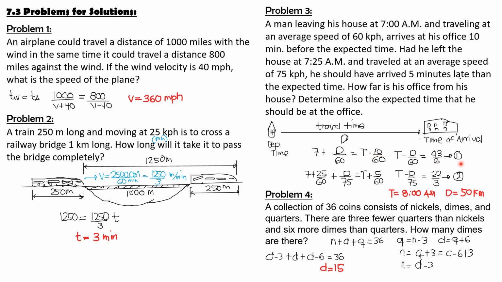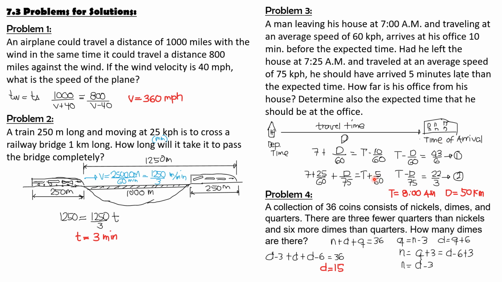Call that equation 1. Then in the second situation, had he left the house at 7:25, departure time 7 plus 25 over 60 of an hour, and traveled at an average speed of 75 kilometers per hour. So travel time is distance over 75. He should have arrived 5 minutes later than the expected time. So time of arrival would be t plus 5 over 60, which should exceed the expected time of arrival.